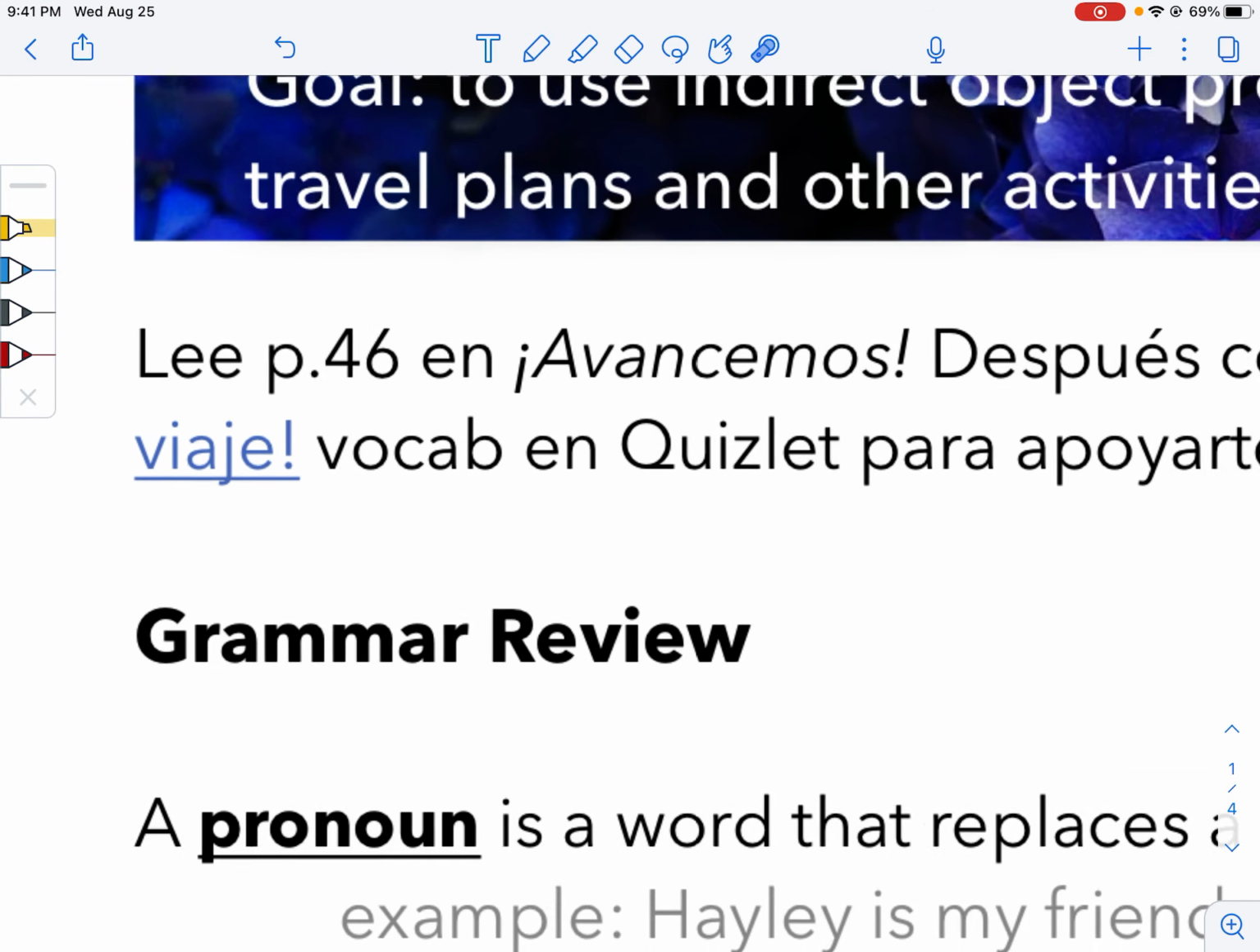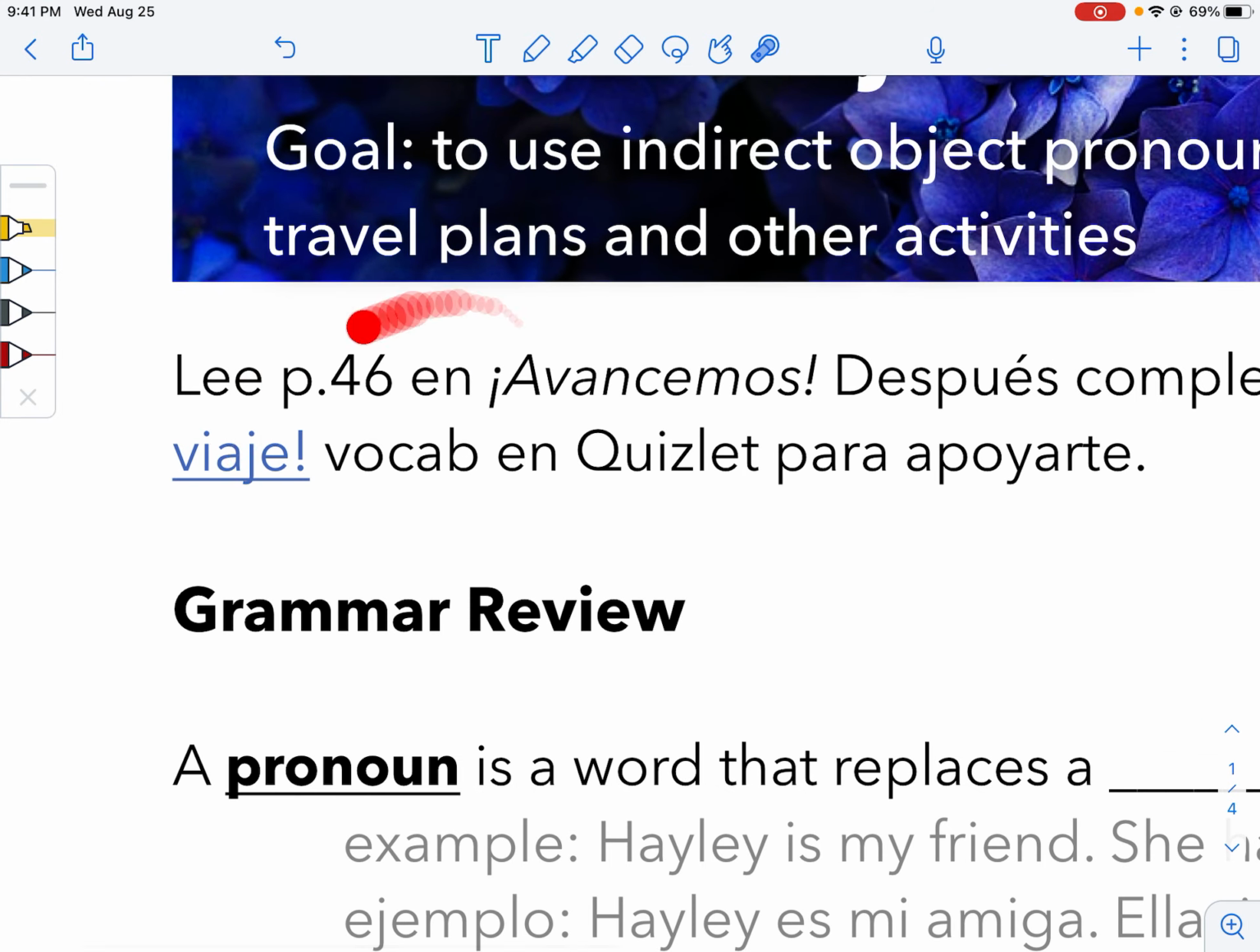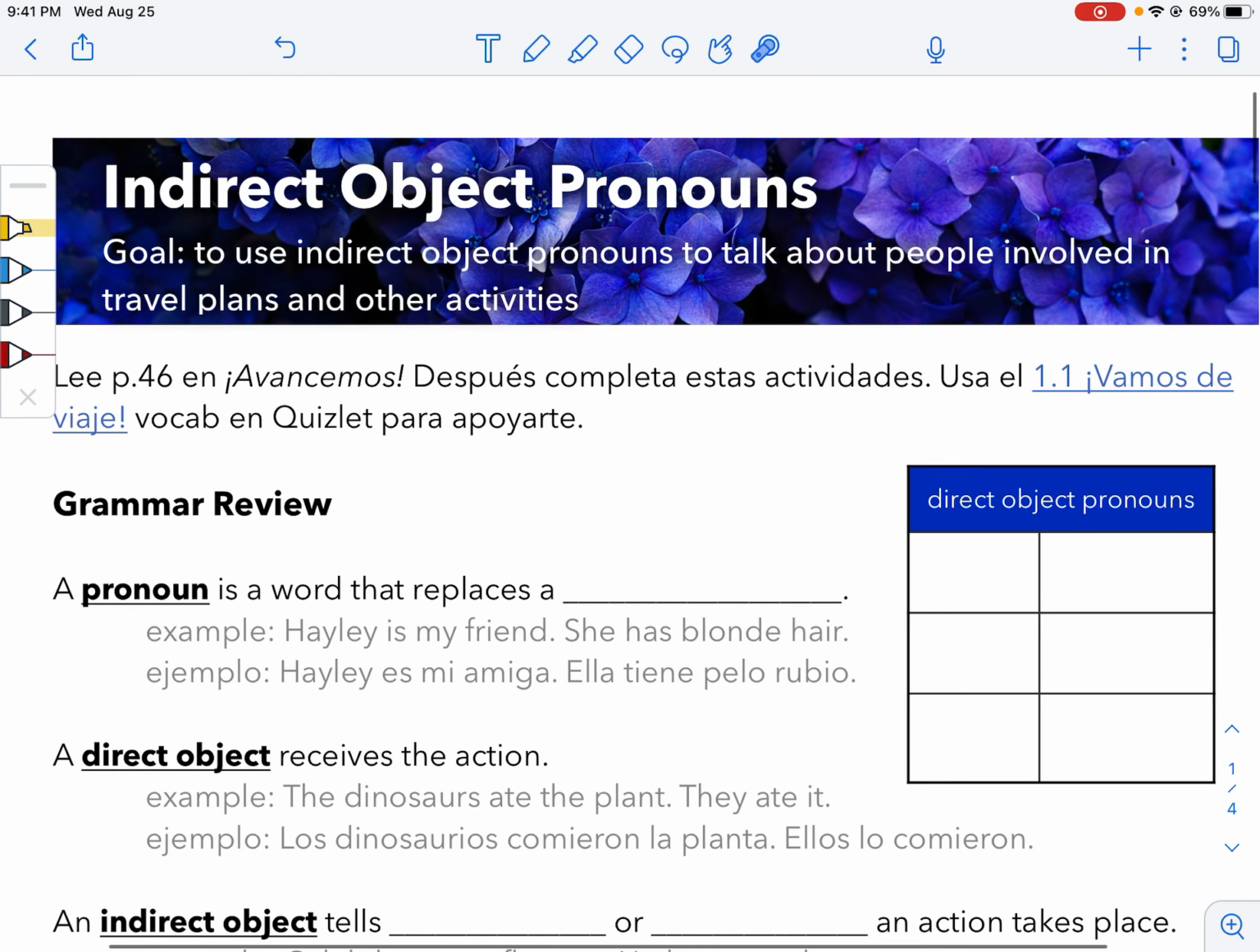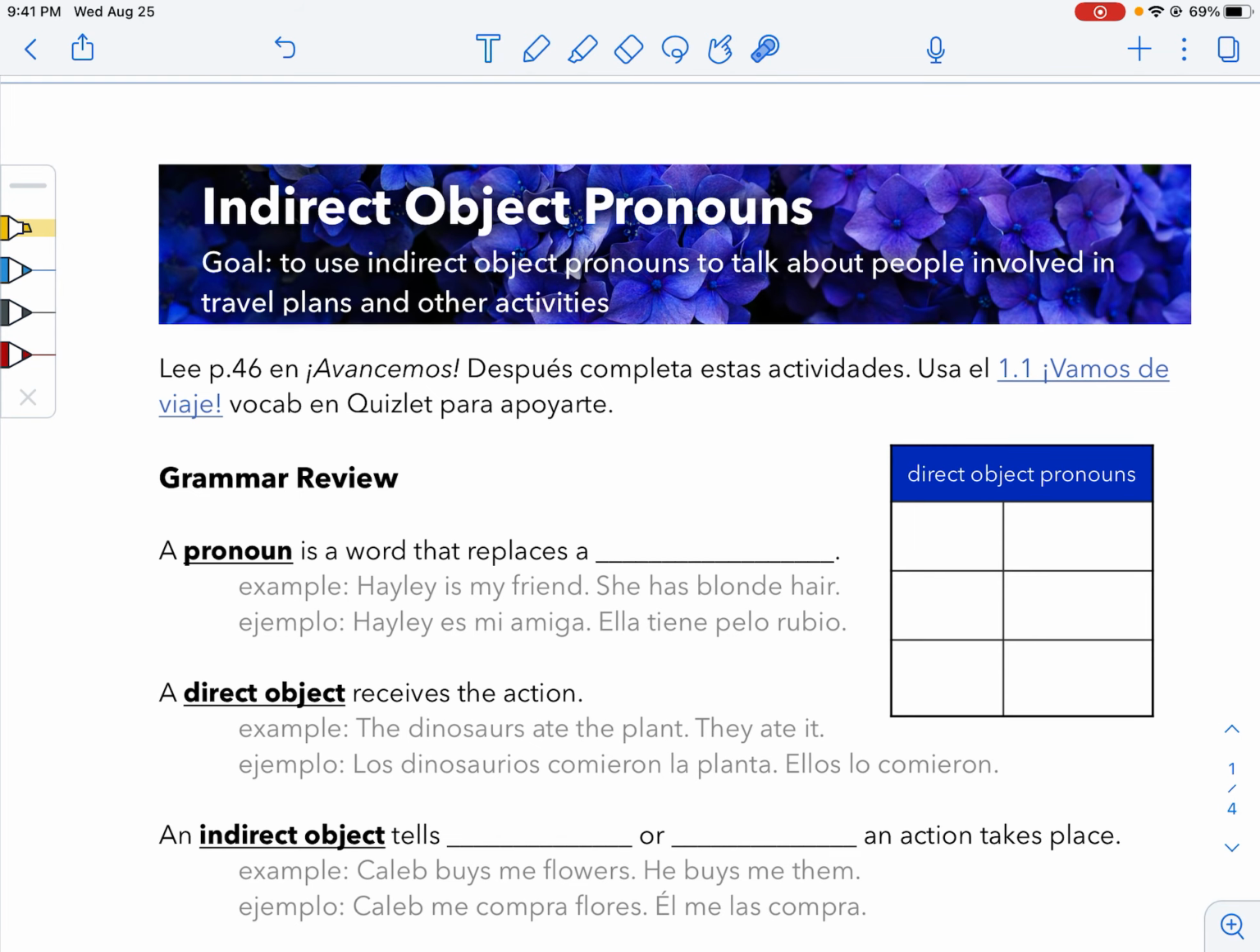Primero lee la página 46 en Avancemos y después completa esas actividades. Usa el vocab en Quizlet para apoyarte.